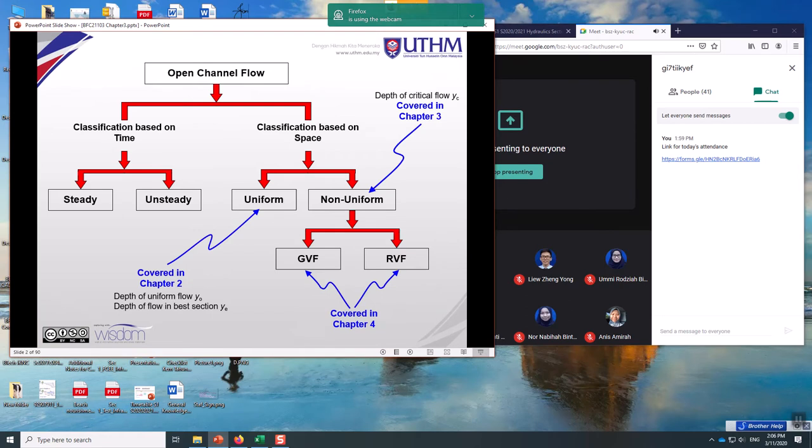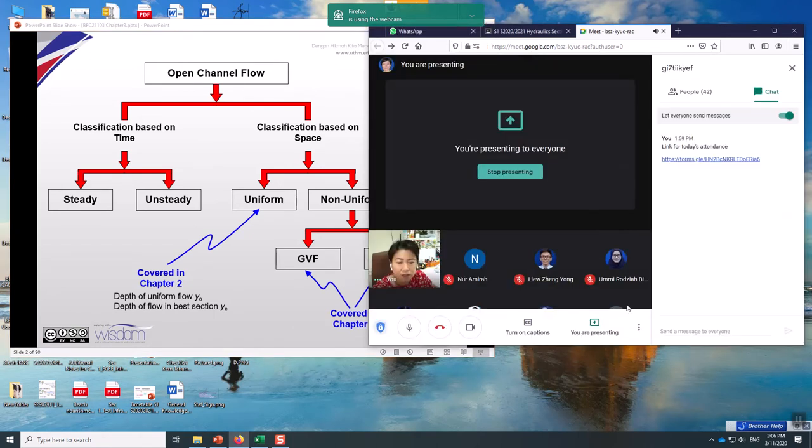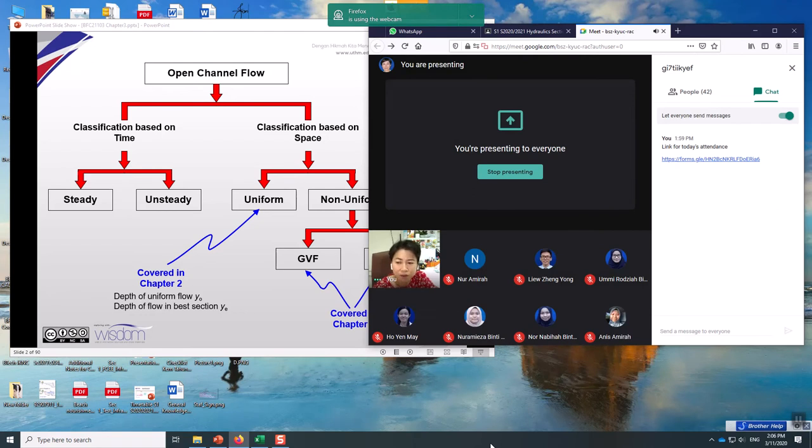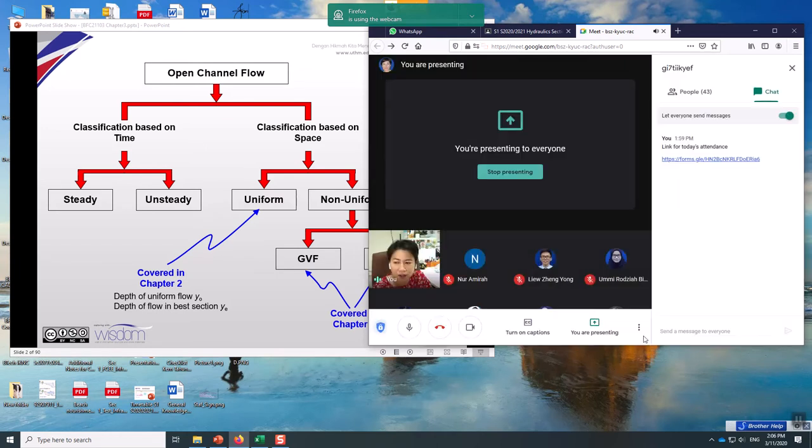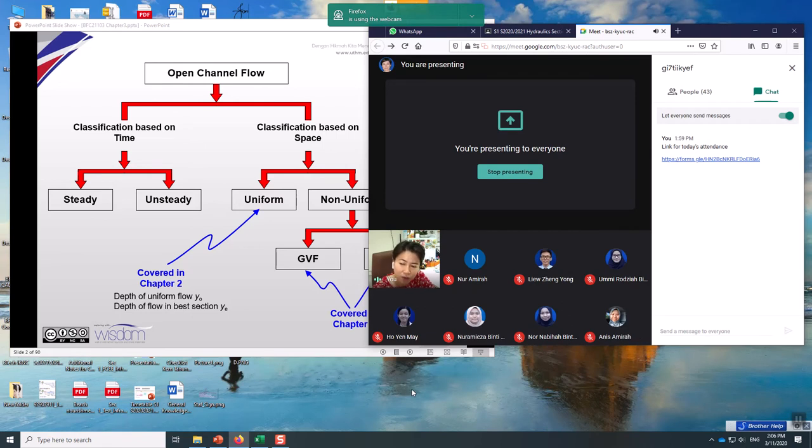So in chapter 2, alright, we have looked at uniform flow. We have analyzed how we actually estimate the depth and the characteristics of channel during uniform flow, and then the parameters that we have actually learned are Y0, which is the depth of uniform flow, Y subscript E, which is the depth of flow in best section, or most efficient or effective channel. So that's why you have the subscript E there.